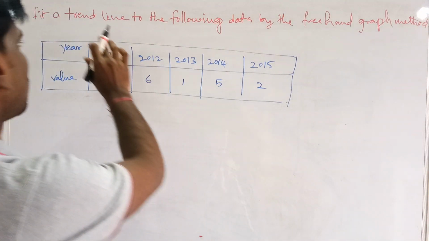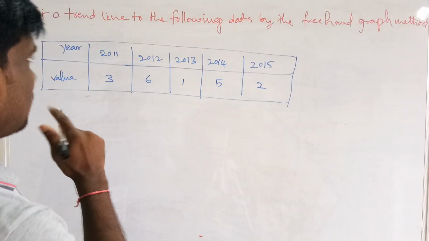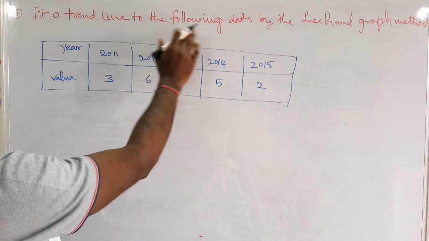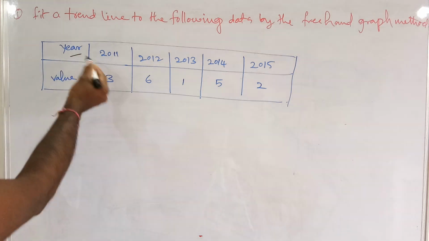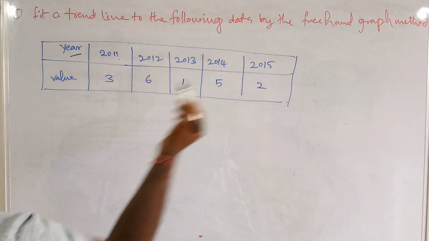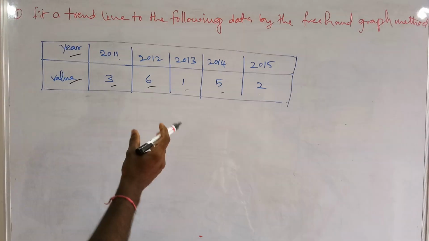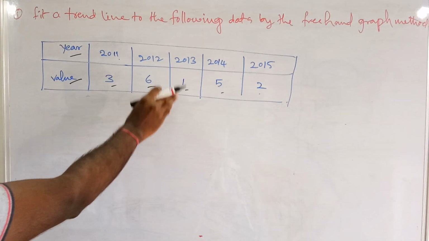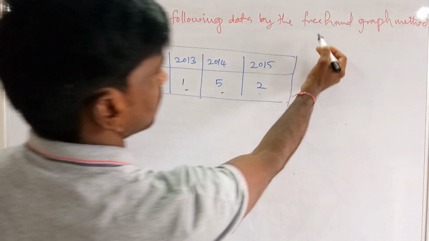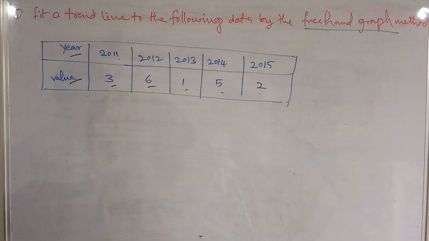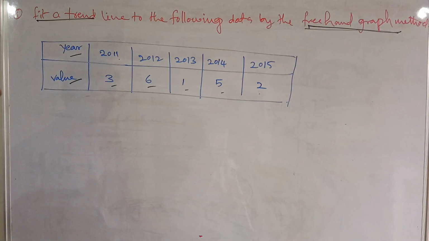Alright, this is the first question in the graphic method or freehand curve method. Fit a trend line to the following data by the freehand graph method. This is the data: years 2011, 12, 13, 14, 15, and the values 3, 6, 1, 5, 2. By using this data, we have to fit a trend line by the freehand graph method.